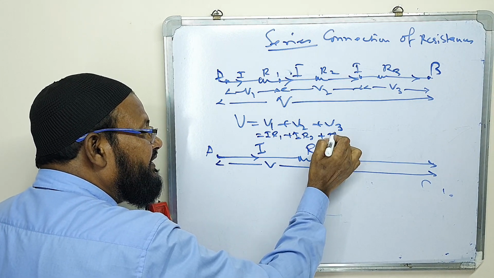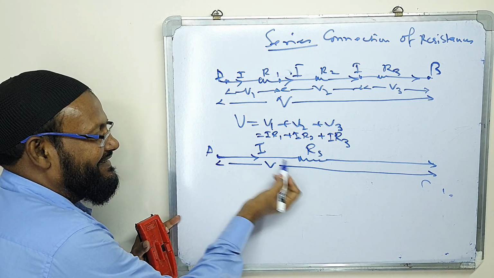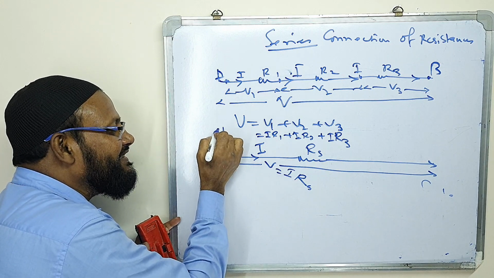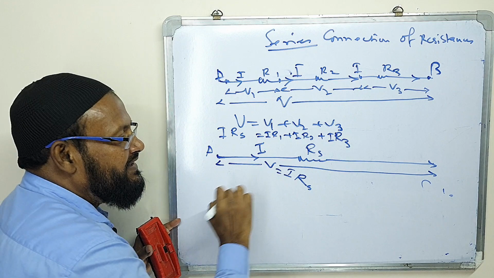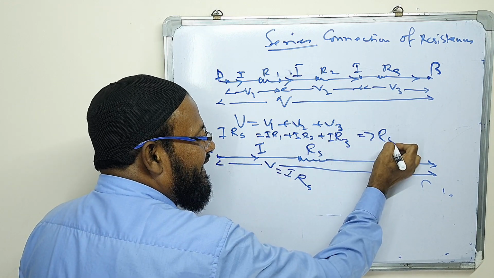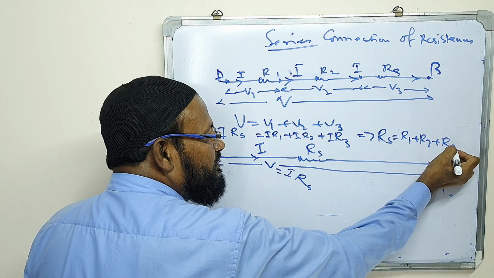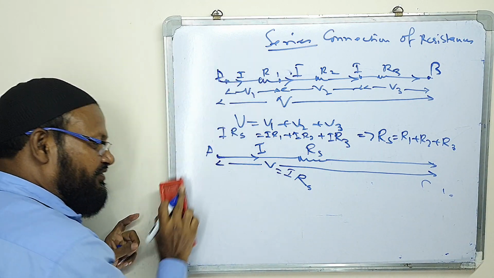IR3. Can you tell me what is this V from this figure? Sir, from this figure, this V equals IRS. Therefore, sir, what is this? Sir, this is IRS. From both sides, I will cut. What is the formula? Sir, RS equals R1 plus R2 plus R3. Okay. Now, I am giving this rule.